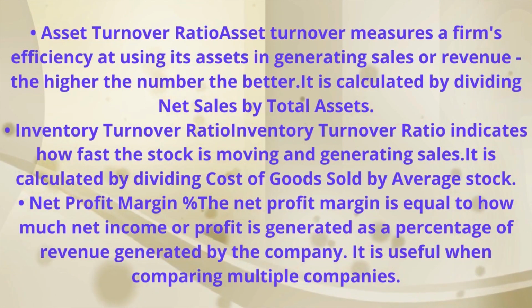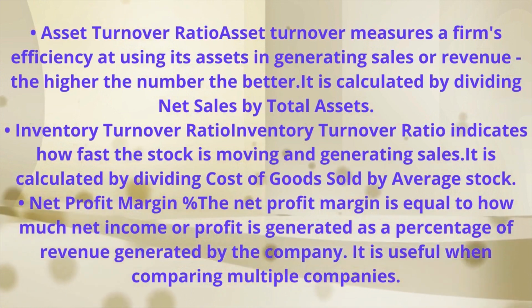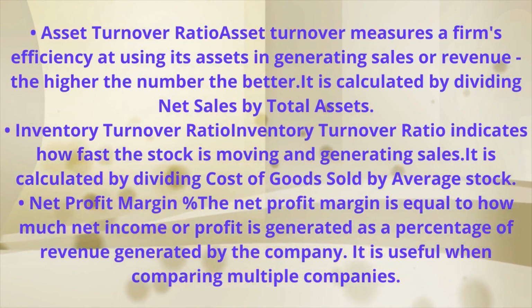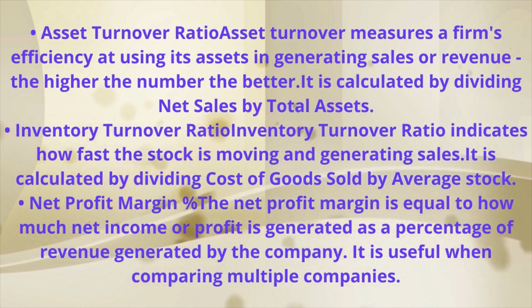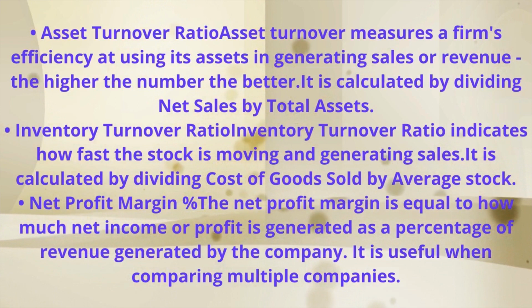Inventory turnover ratio. Inventory turnover ratio indicates how fast the stock is moving and generating sales. It is calculated by dividing cost of goods sold by average stock.